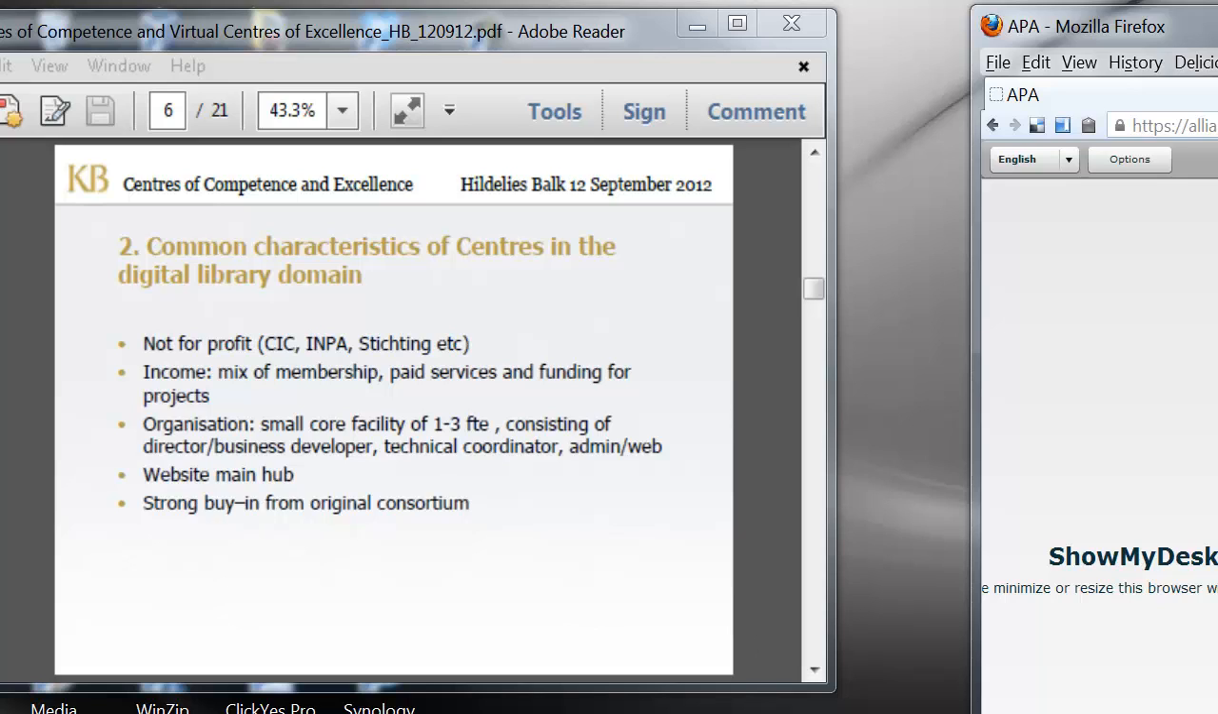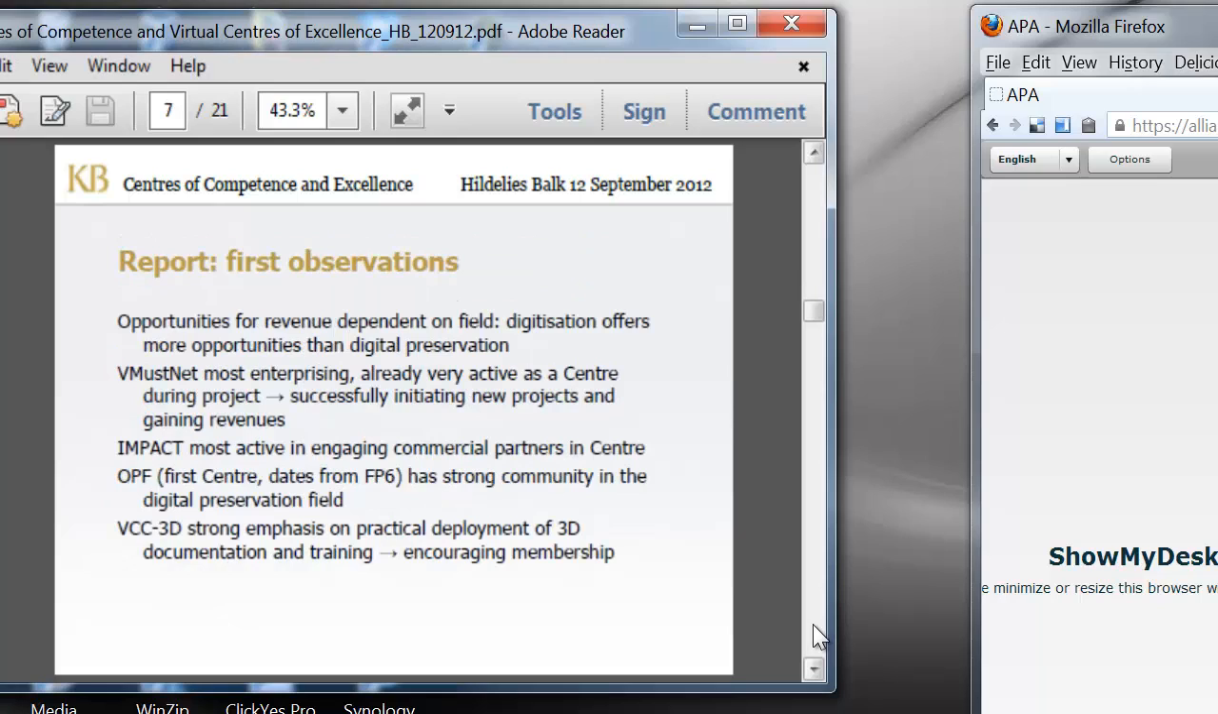web presence, communications, etc. There's always the website as the main hub, and some of them are very active in social media, others aren't, but there's also always still the good old-fashioned website as the main hub for the center. And all of them that we currently see do have strong buy-in from the original consortium. Next, please.